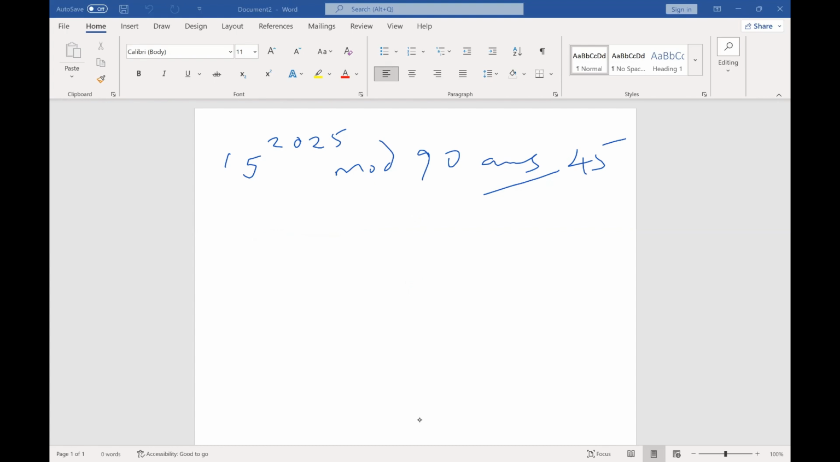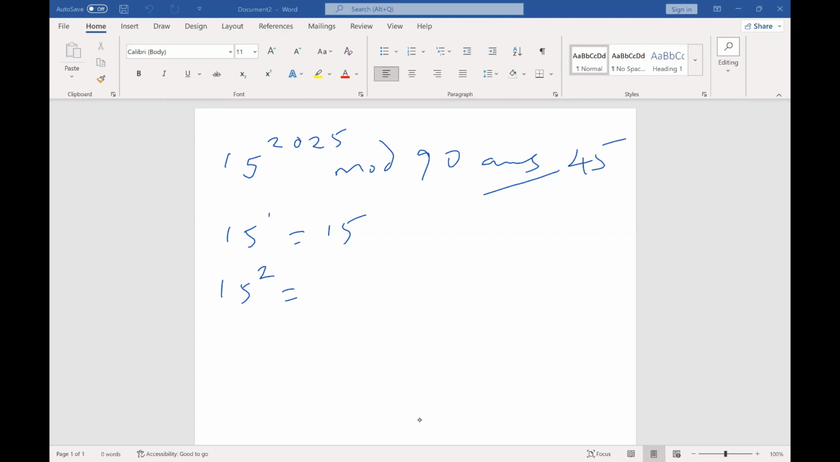We would say 15 raised to 1 is 15. 15 raised to 2, and just use your calculator. 15 raised to 2 is what? 225. Yes, but now we want to write the remainder if we were to divide by 90. Yes, that's what we write.